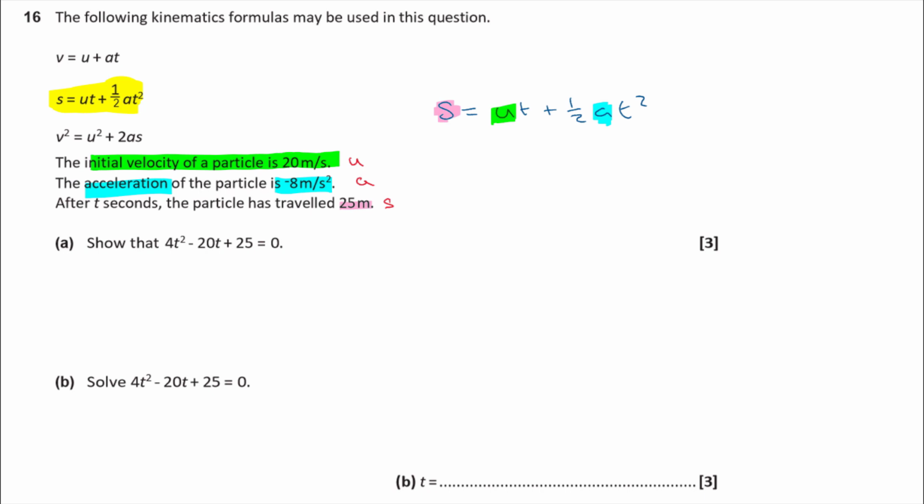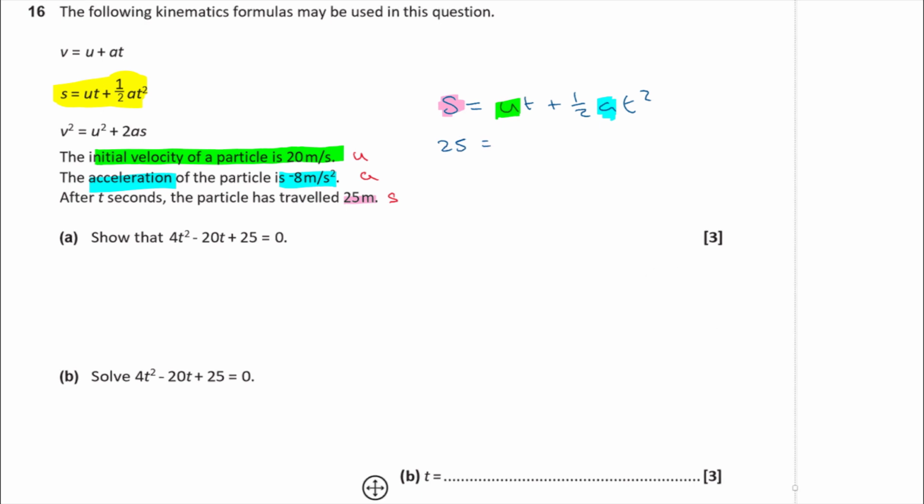So then the only thing we don't know there is t, so that's why we end up with an equation in t down here. So let's sub in what we know. 25 is equal to u, which is 20 lots of t, plus a half times -8 times t squared. Okay, so let's just tidy that up a little bit. Now we've got everything on one side equal to 0. So let's just rearrange.